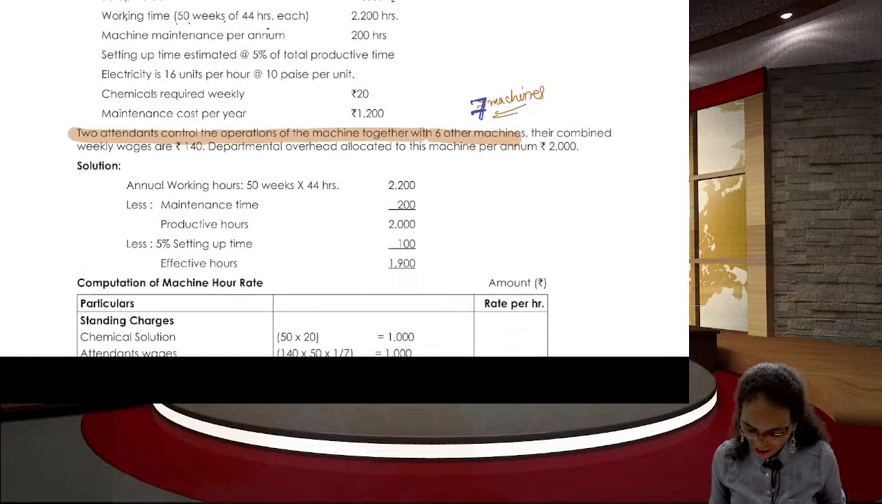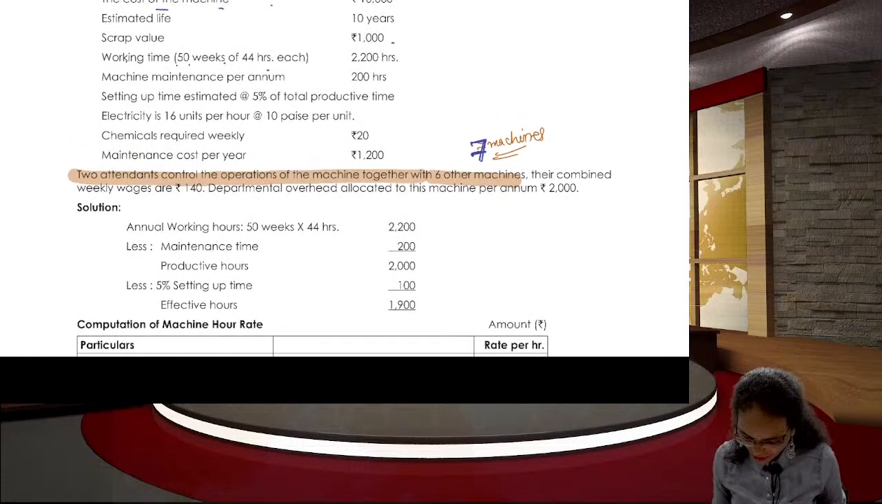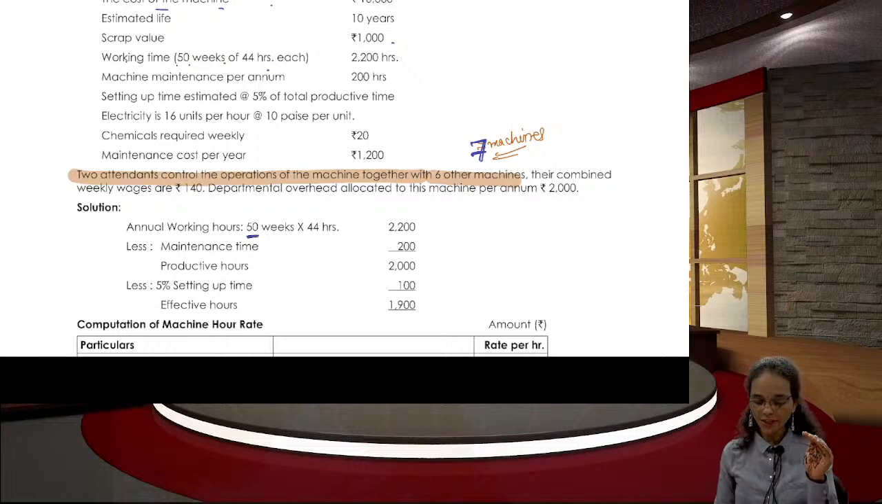Annual working hours, just now I told you. 50 weeks we have in a year, and they are working 44 hours per week. So 2200 hours the entire department is working, and maintenance hours 200. So 200 gone, 2000 is the productive hours.